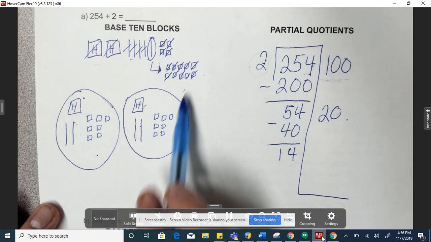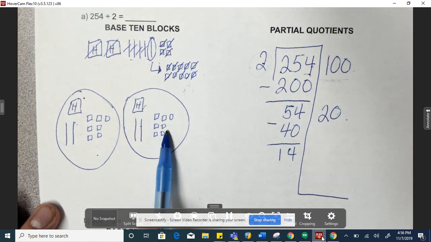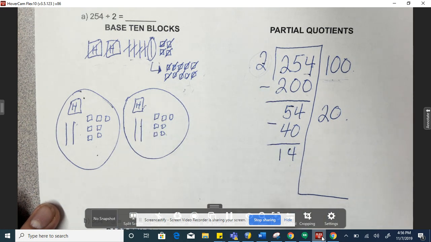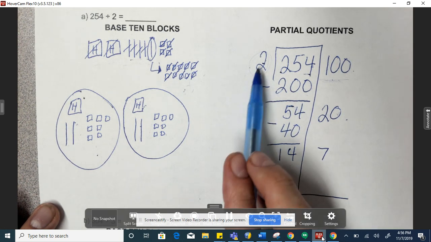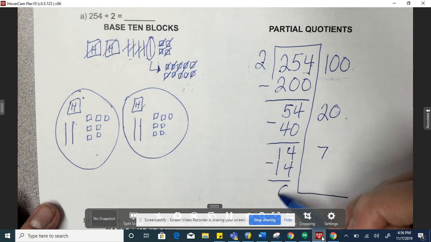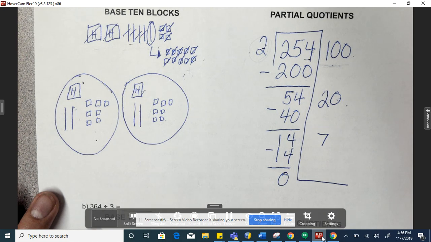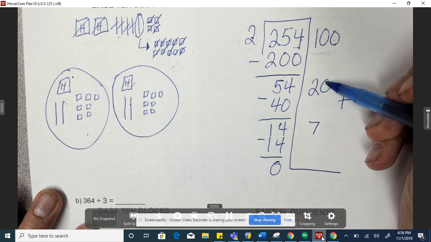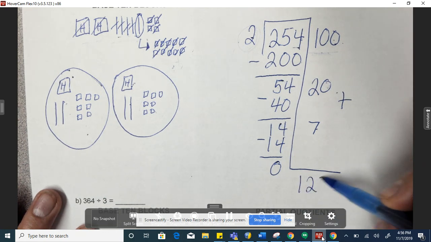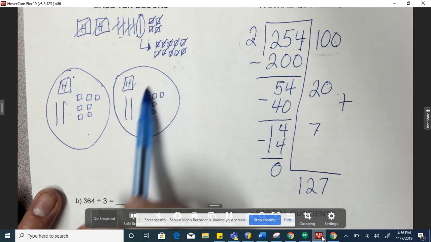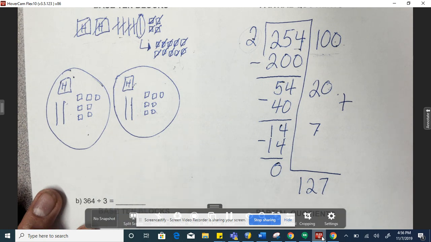Oh wow, we've used all of our cubes. So that means that we're done dividing. We're just going to show this over here on our partial quotients. We have 2 groups, and each group is going to get 7 ones. So we're going to put 7 on the outside. 2 groups times 7 worms per group is 14 worms. And it looks like there's 0 worms left over. So that means that each alien is going to get 100 plus 20 plus 7 worms, which is 127 worms. If we look over here, you're getting 1 hundred, 2 tens, and 7 ones, or 127.